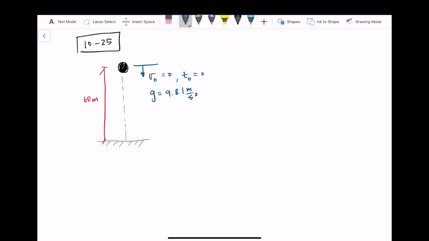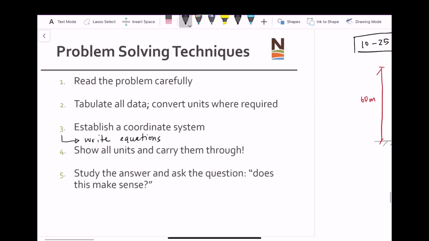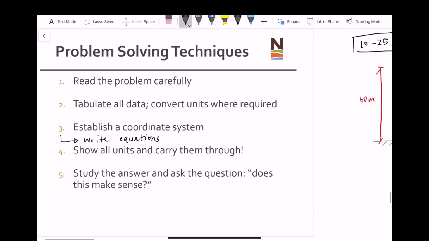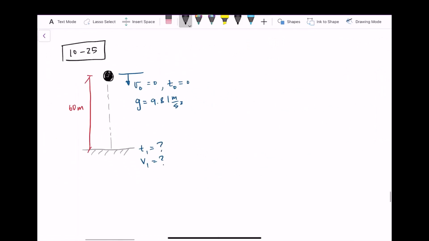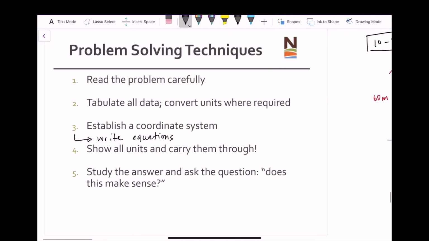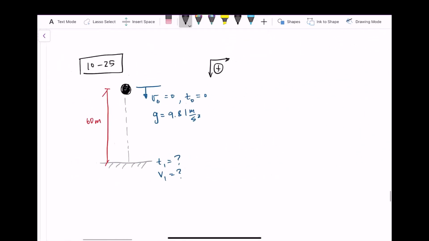Okay, and what we want to know is what is the final time. So T1, we're not sure, and what's V1 at impact, just before impact. I'm going to establish a coordinate system, and I've written out all of the data and provided units, and they're all within base units. So I'm going to assume that to the right and downwards is my positive direction. And I want to write out the equations.